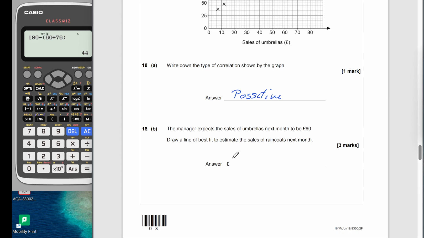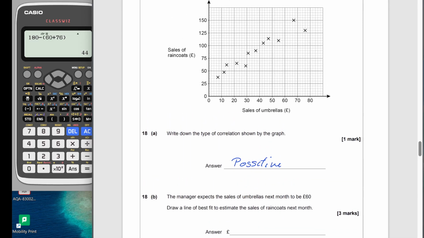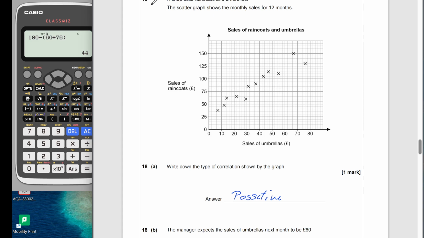Right. Question 18. The manager expects the sales of umbrellas next month to be 600. Draw a line of best fit to estimate the sales of the raincoats. So I need to draw a line of best fit here. I'm just looking around the room to find something because unfortunately I can't really show a ruler on here, but I'm going to place a ruler to best match the correlation. Okay, so I'm going to say that the correlation is roughly that. So £60. The manager expects the sales for umbrellas to be 60. So at 60, I'm going to go up to my line of best fit, and then I'm going to read across.